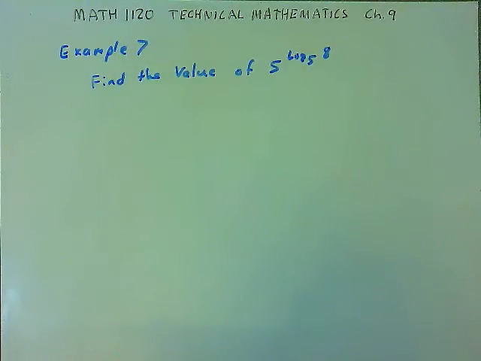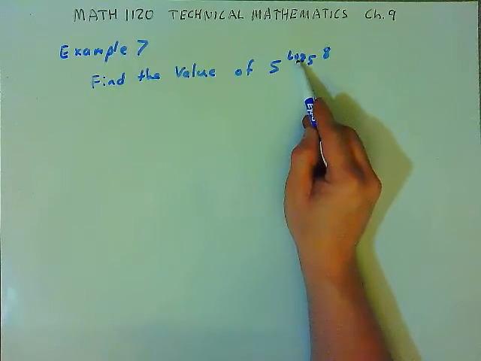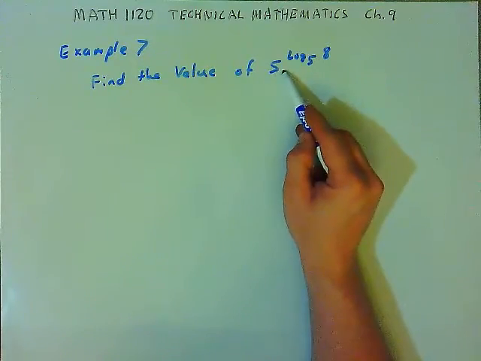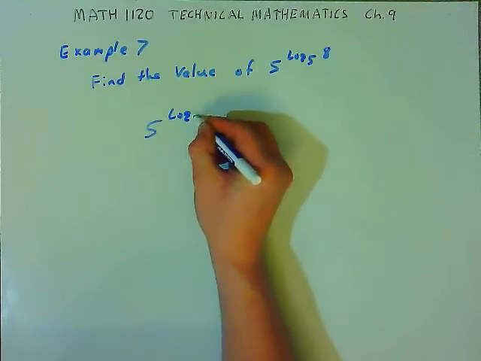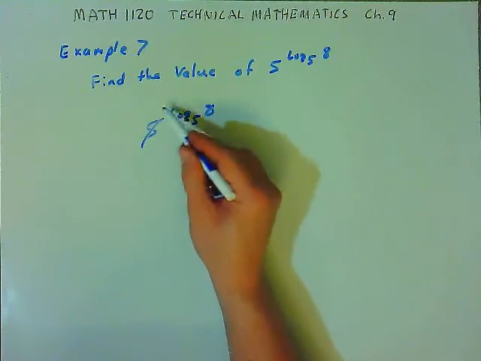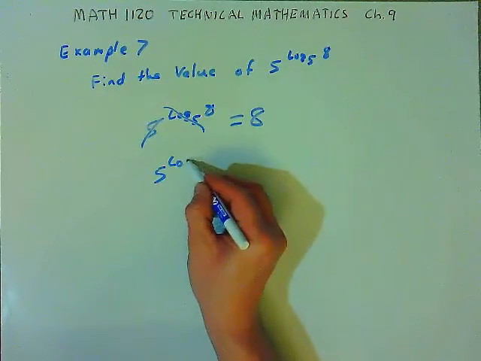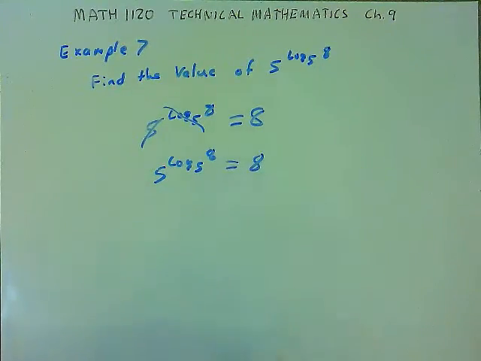This is example 7. It says find the value of 5 to the power of log base 5 of 8. And so one of the properties we had said is that if we have a number being raised to a power, and the power has a logarithm in it, and the base of that logarithm is the same as the base that we're raising to that power, that they cancel. And so for 5 to the power of log base 5 of 8, the 5 and the log base 5 cancel, and we're left with 8. And so 5 to the log base 5 of 8 power is just equal to 8. They just simply cancel.